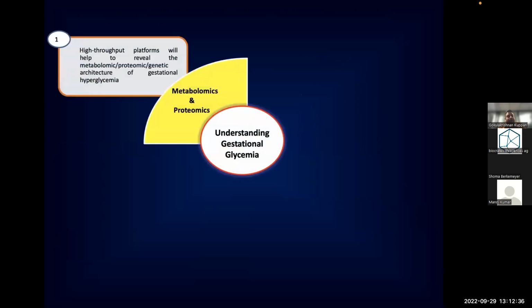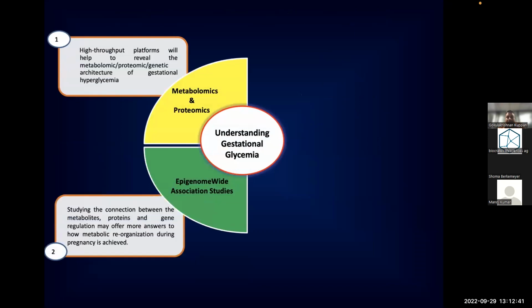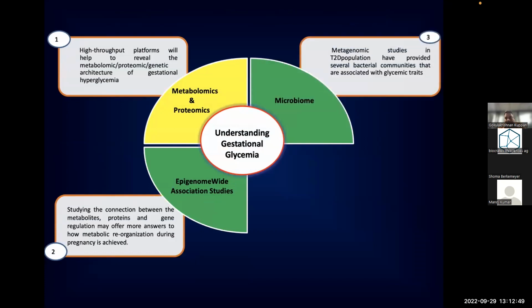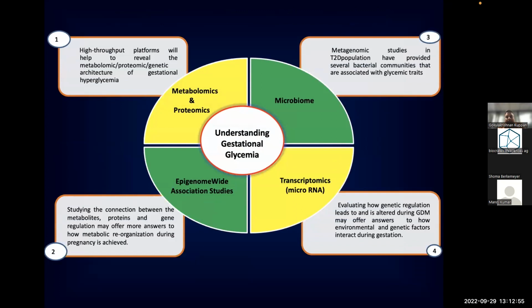So how do we understand gestational glycemia? One, through metabolomics or proteomics and EWAS studies, which can give more answers on how metabolic reorganization happens during pregnancy. The microbiome can give us several bacterial communities that are associated with glycemic traits, and transcriptomics may offer answers to how environmental and genetic factors interact during gestation.